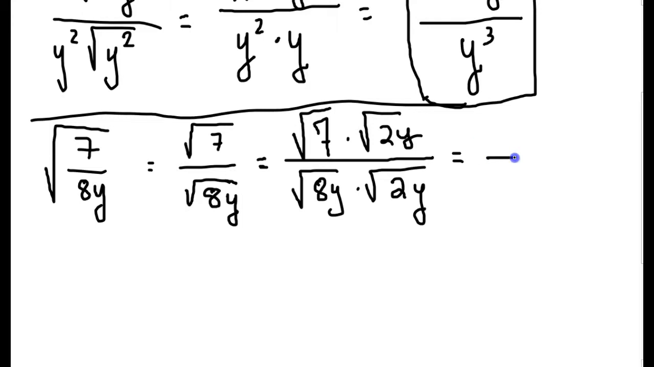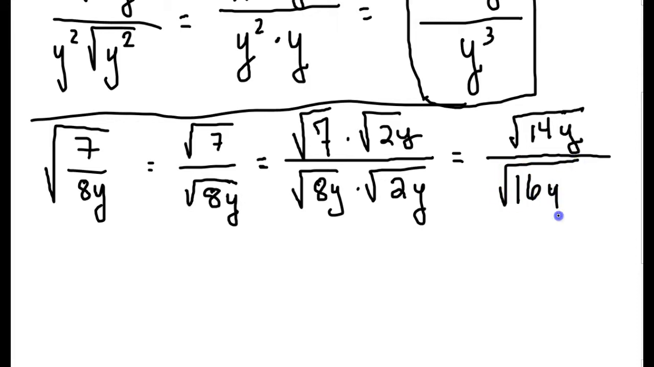Okay. So that would equal the square root of 14y over the square root of 16y squared. Remember, you get the square root of 14y over 16y squared, which is y squared. Very good. Okay, so everybody kind of see where we got that?